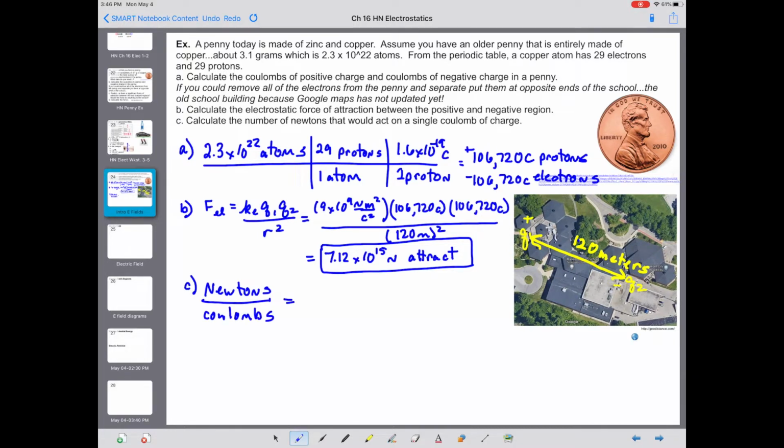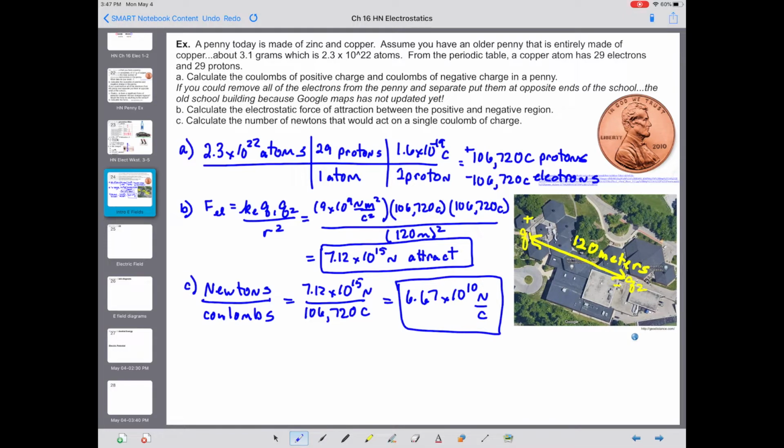And then we can get a ratio of this number of newtons acting on a single coulomb of charge, and that's a quantity we're going to call an electric field. So when we take our numbers, 7.12 times 10 to the 15th newtons divided by 106,720 coulombs, then we get 6.67 times 10 to the 10th newtons of force acting on each coulomb of charge.